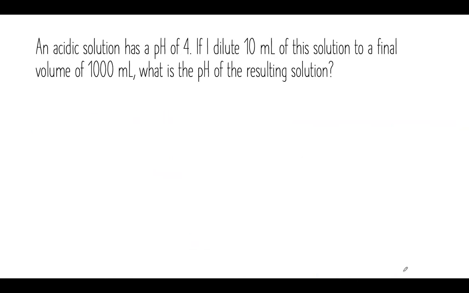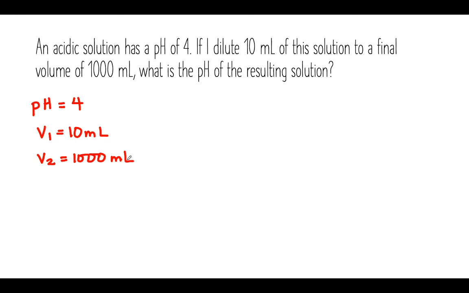All right, in this next question, I have an acidic solution that has a pH of 4. And if I dilute that by using 10 milliliters of that solution to a final volume of 1,000 milliliters, what is the pH of the resulting solution? So I'm given the initial pH, which is equal to 4. I'm also given in my question that the initial volume is 10 milliliters and that the final volume is 1,000 milliliters.